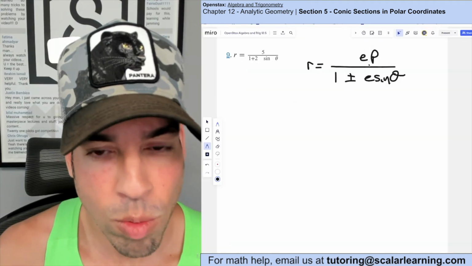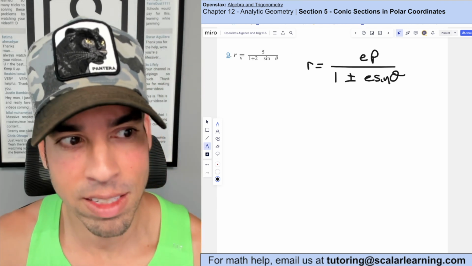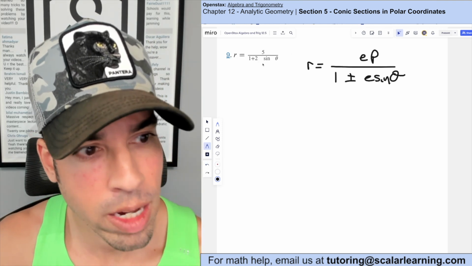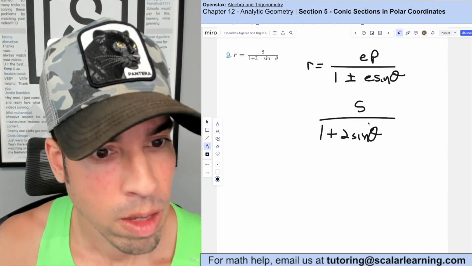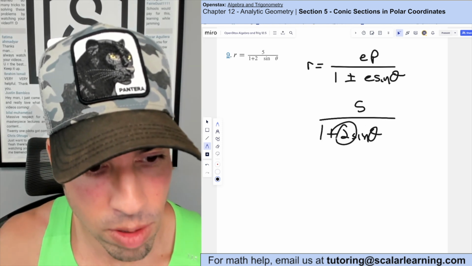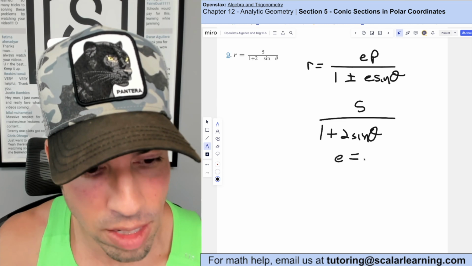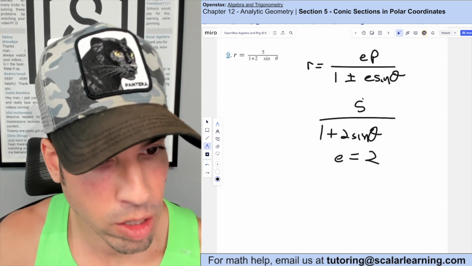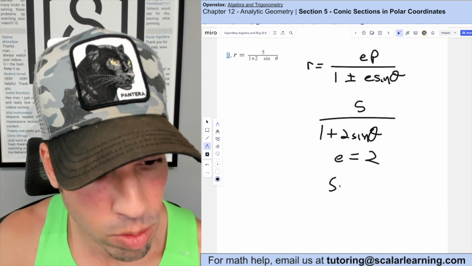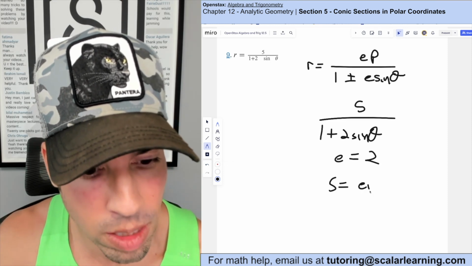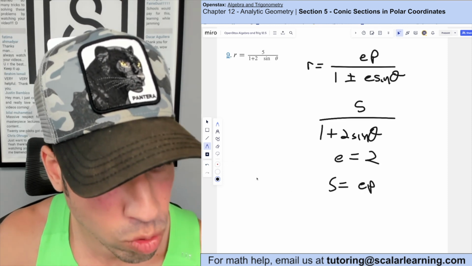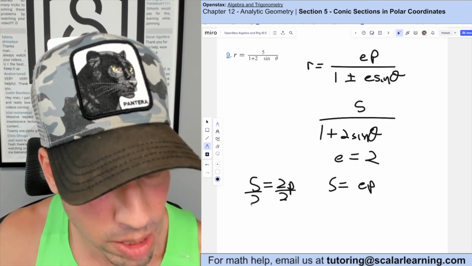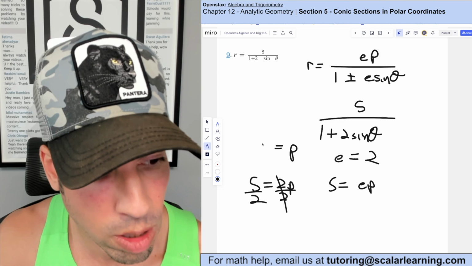Done. So for this one, what we're going to do is we're going to start by getting it into this nice format where we've got a 1 right here. Now, we already have that 1, so we're kind of in a good spot here, because I now know that if we got a 2 here, the eccentricity, or E, is equal to 2. Moreover, since I know that this numerator up here, 5, is E times P, we can say 5 equals E times P. Since we know that E is 2, we can sub that in. We got 5 equal to 2P, divide by 2, divide by 2. And now we got our P value of 5/2.